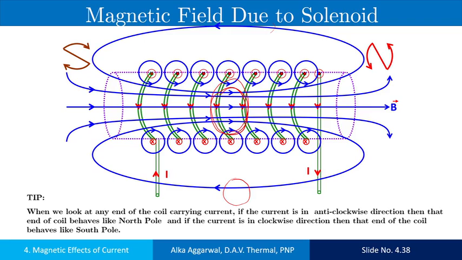If one looks at the solenoid through this end and sees that the direction of the current at this face is anti-clockwise, then this end will behave like the North Pole. When viewing from this side, the direction of the current as observed is clockwise. As the direction of the current is clockwise, this end behaves like the South Pole.